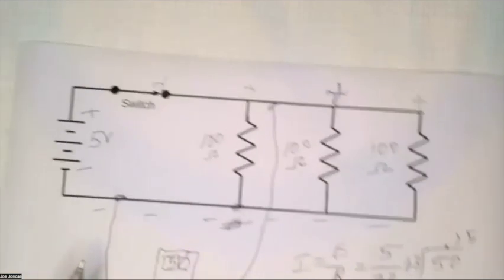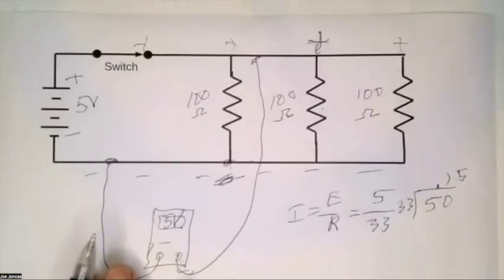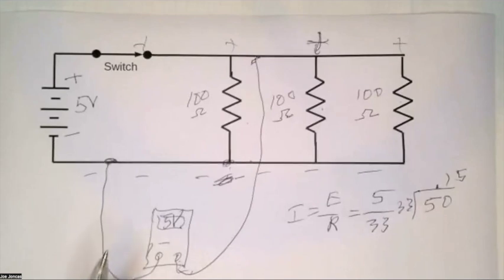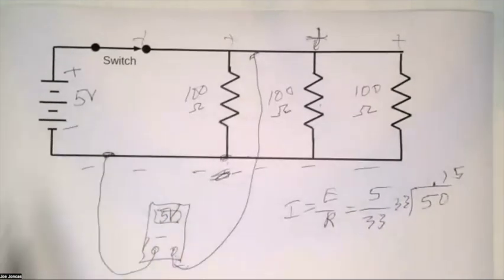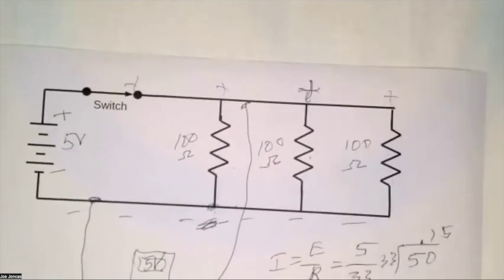Which is, remember our little 78L05? What was its current rating? Anybody remember? It was 100 milliamps, so this would damage that thing eventually because it would overheat. So that's resistors in parallel.